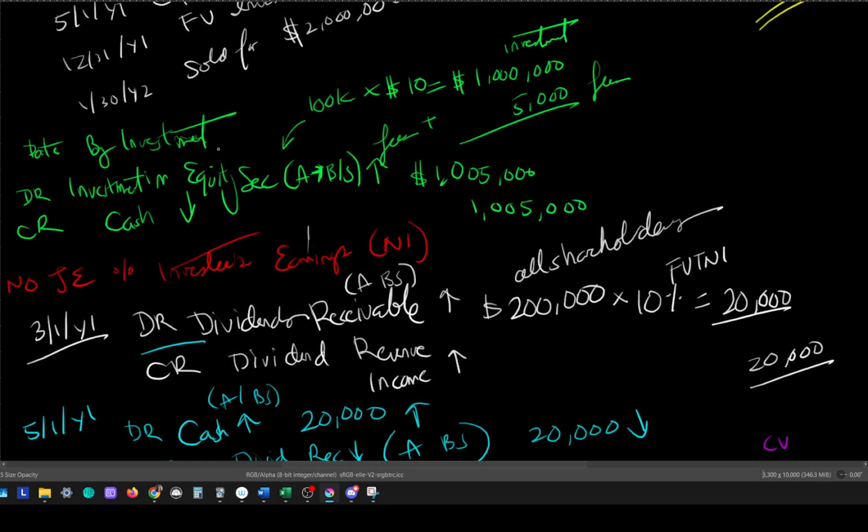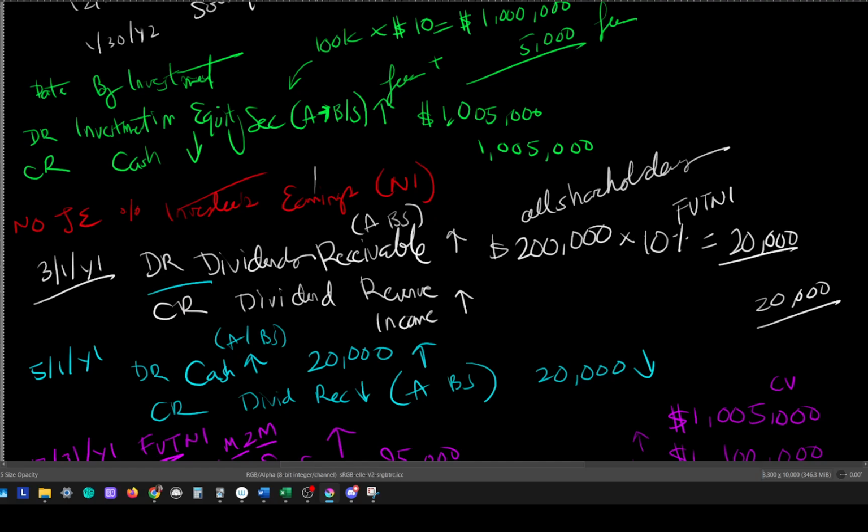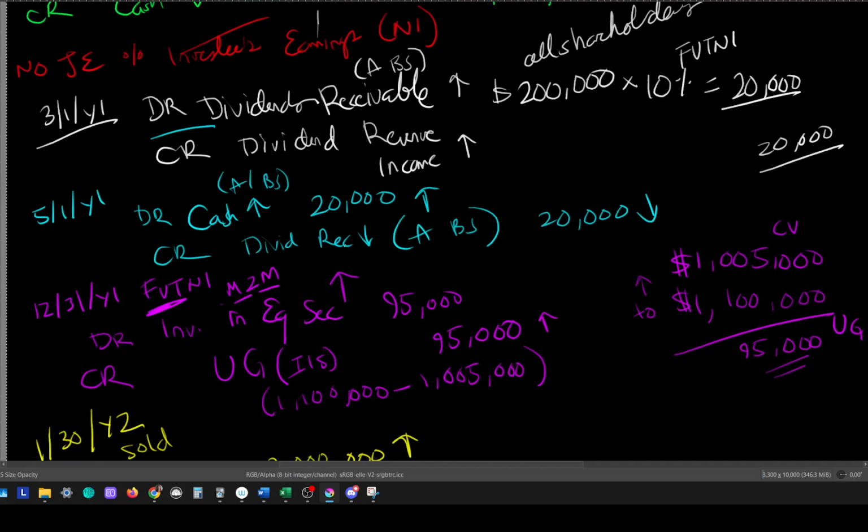On the date of the investment, when we purchase that investment, we debit the investment in equity securities, which is an asset on the balance sheet. This is the amount that we paid, 100,000 shares at $10 per share. So we paid $1 million for this investment, but you also have to remember to add in fees. So brokerage fees are included. So debit the investment in equity securities for $1,005,000, credit cash for the same amount. When the investee has earnings under the fair value through net income method, we do not create a journal entry. We do not record that.